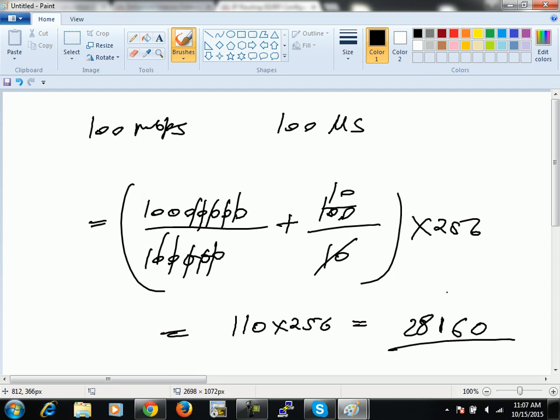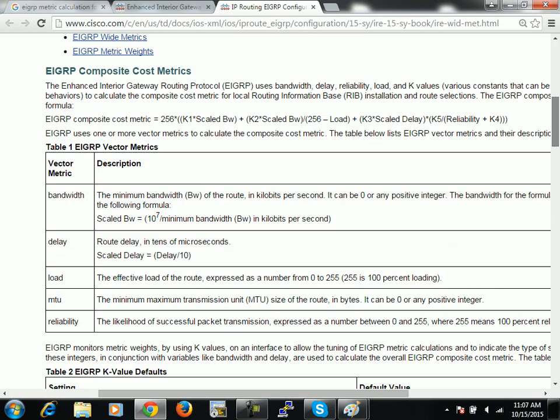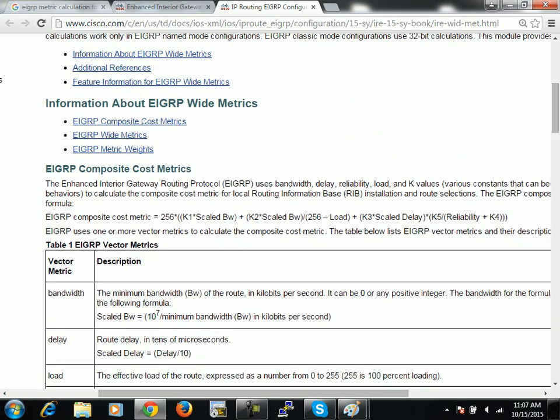Just for the manipulation of EIGRP metric calculation. Like you can look at the formula, if you want to include reliability, then use K5. Do not use it as 0.